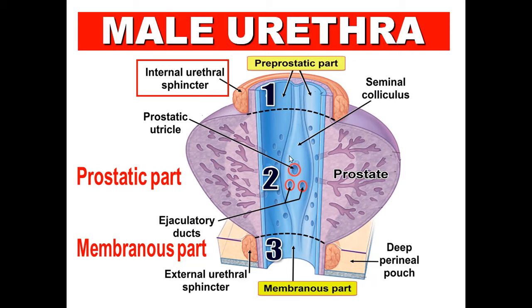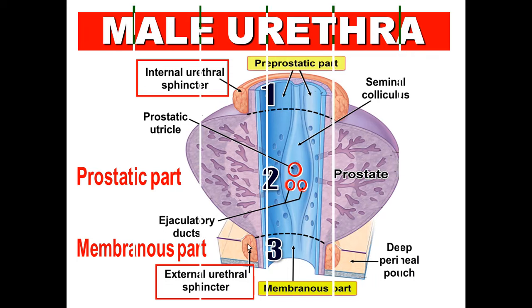The prostatic part, of course, receives the opening of the ducts of the prostate glands. And it receives the opening of the prostatic utricle in the middle and the ejaculatory ducts. It has an elevation in the posterior wall of the prostatic urethra called the seminal colliculus. And the third part is the membranous part. It is surrounded by the external urethral sphincter. So actually the urethra has two sphincters, the internal urethral sphincter and the external urethral sphincter.